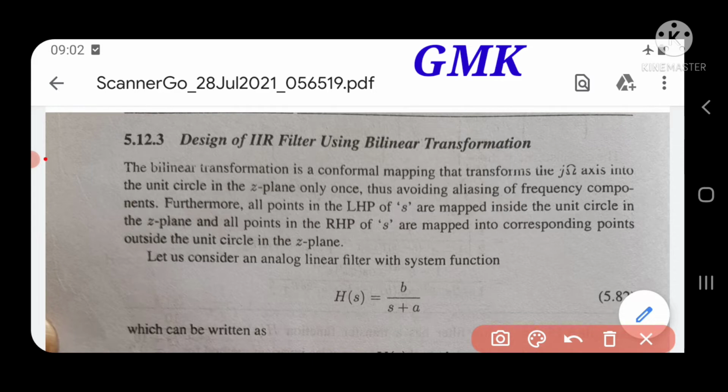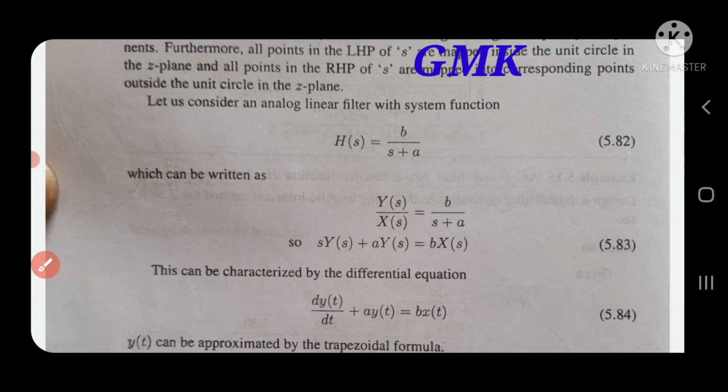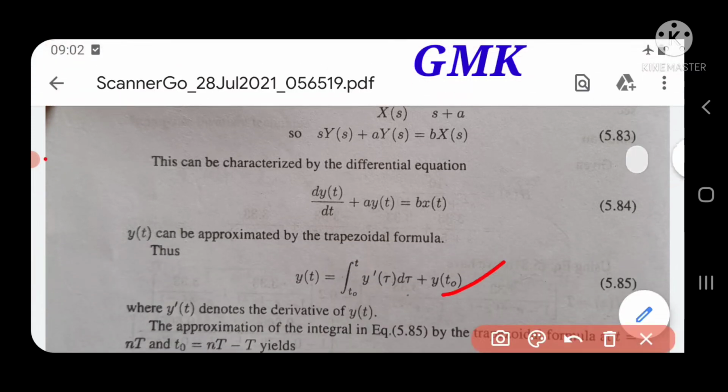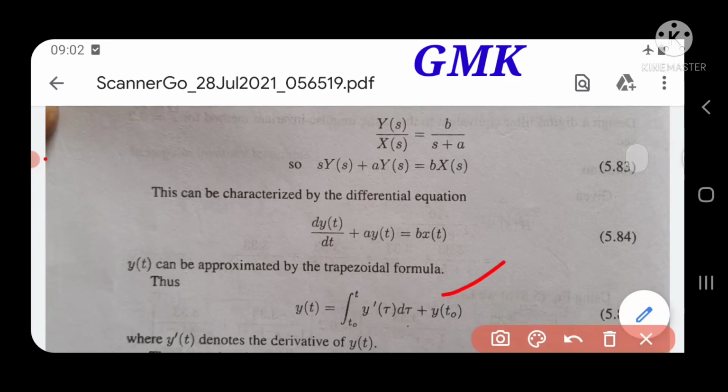After that, for analysis, let us consider an analog linear filter with the transfer function H of s equal to b by s plus a. It can be written like this. Let this H of s function be represented in the format Y of s by X of s. If we take the cross multiplication, we can represent it accordingly.